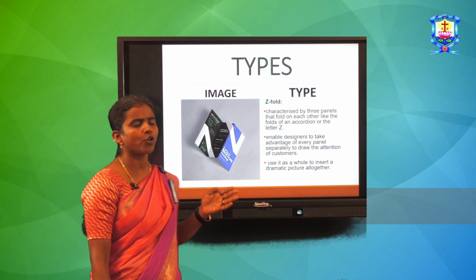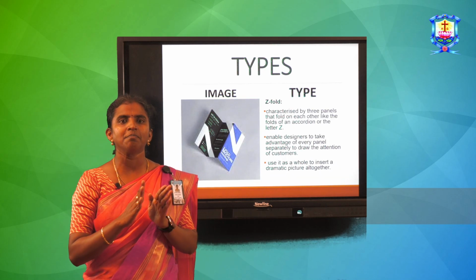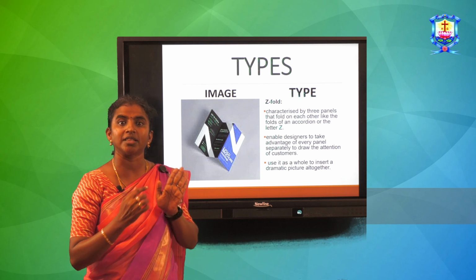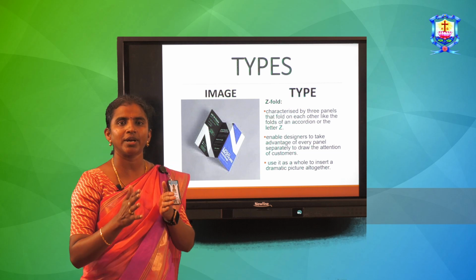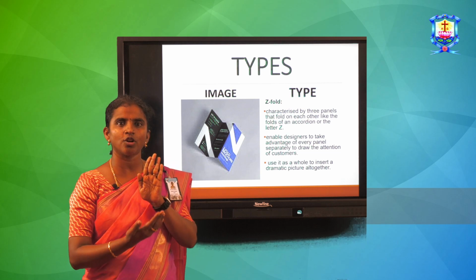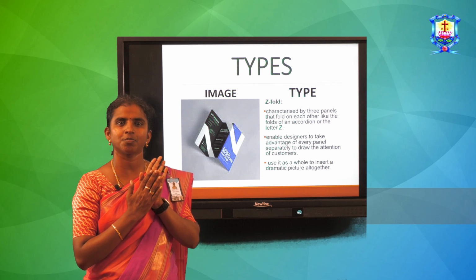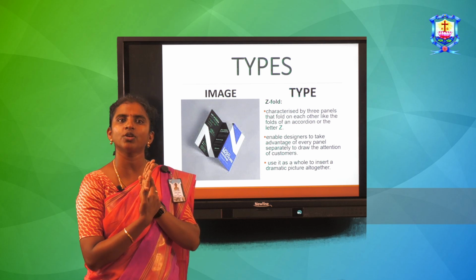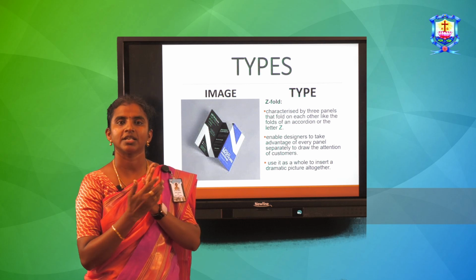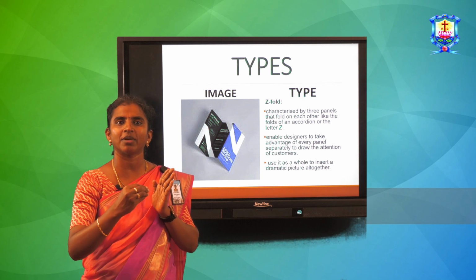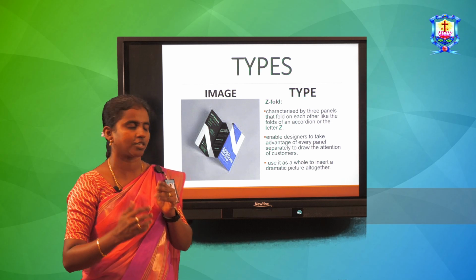Next one is Z fold type. The same as the trifold, but it will be in a Z format, the letter Z. That's how it is. So in the front also you can see what is happening in this particular event. At the back also you can see what is happening in the event. And in the middle you can give the information about the event or a product.